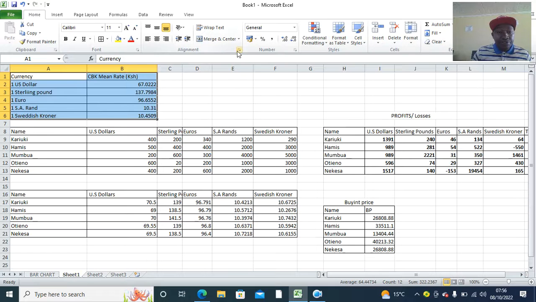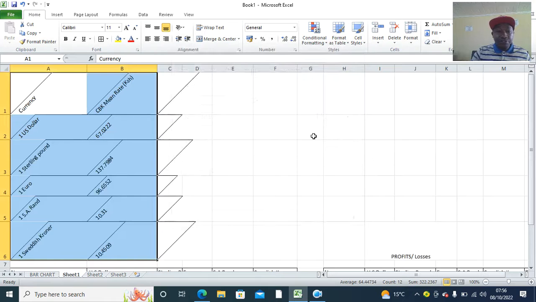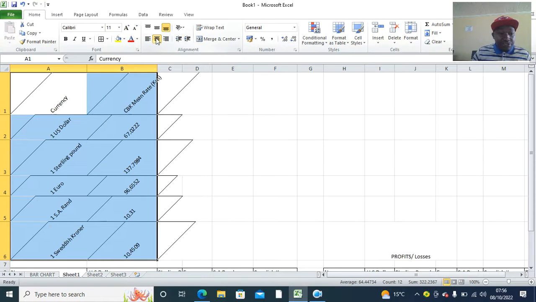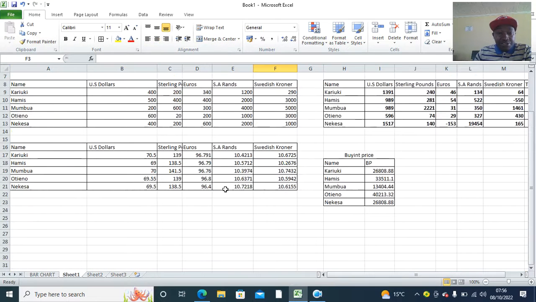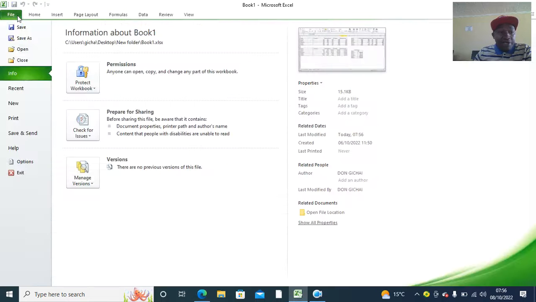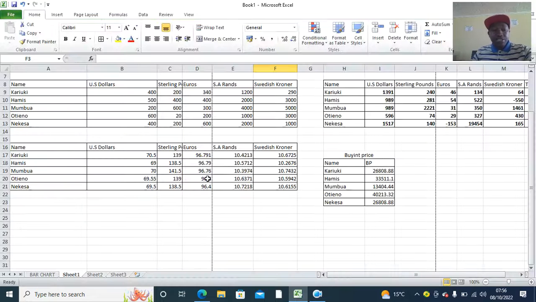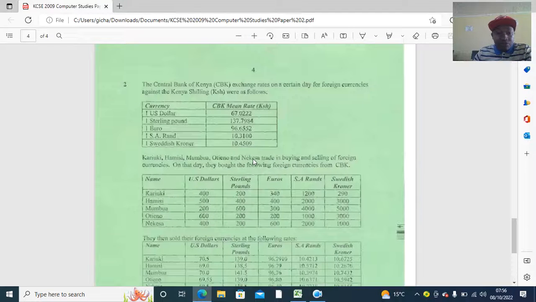So you click on this point here. Then you go to this here. You type 45 degrees and save. Then center vertically. It should be centered. There we are. Then from there you're supposed to print your work. So you just print your work by going to File, Print. Then you'll be in a position to choose your printer here and then print. So that's how that paper was supposed to be done.